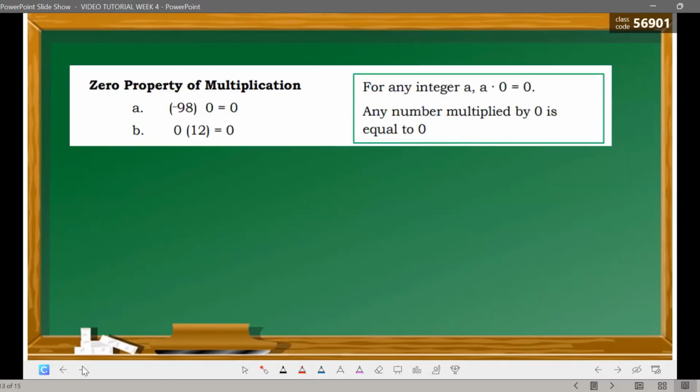Okay, zero property of multiplication. Okay. Negative 98 times 0 is equal to 0. 0 times 12 is equal to 0. Okay, so for any integer a, a times 0 is equal to 0. Any number multiplied by 0 is equal to 0. Okay pa, huwag kakalimutan yan. Yang rule na yan, marami pa minsan nagkakamali dyan. Okay, next.